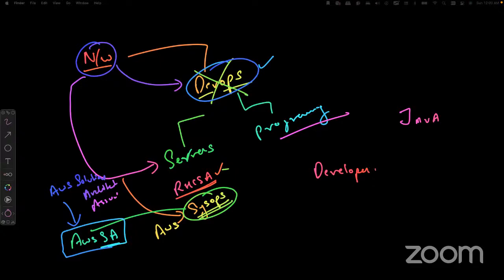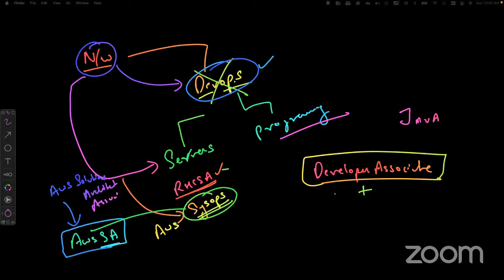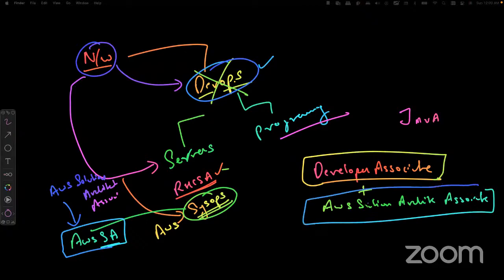Which one? Developer associate. Okay. But yes, if they want to go into DevOps, they need to learn DevOps developer associate, plus they need to learn the AWS solution architect associate. Clear? Yes, sir. Then they go into AWS DevOps professional. So this is the path of any programmer who wants to become a DevOps professional.